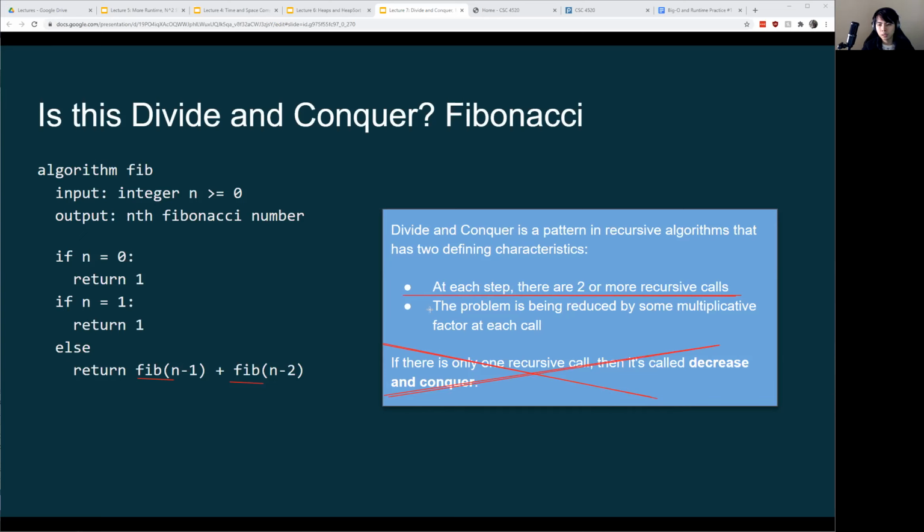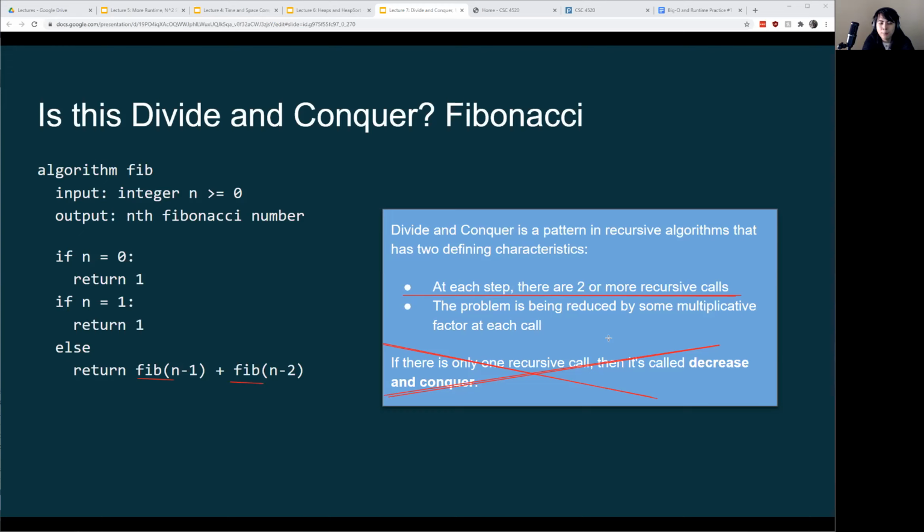Now, the second characteristic is that the problem is being reduced by some multiplicative factor at each call. Multiplicative factor, if you remember, means dividing by 2 or dividing by 10. Taking a problem of size n and making it smaller by some multiplicative factor means, let's say there were 100 apples before, and if I somehow eat half of them all at once, that's taking the problem and cutting it down by half, and that is a multiplicative factor.